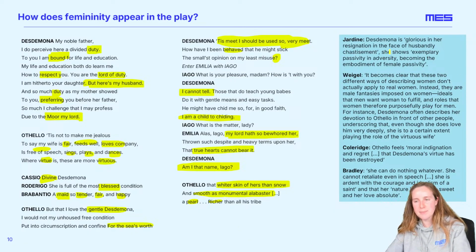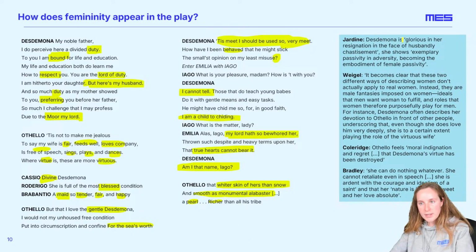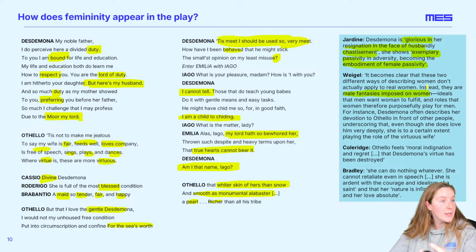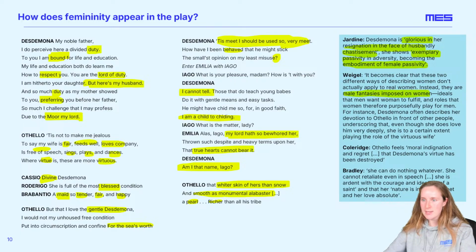Jardine, in a quotation we've seen in a previous lesson, says, Desdemona is glorious in her resignation in the face of husbandly chastisement, and she shows exemplary passivity in adversity, becoming the embodiment of female passivity. So she is so passive in contrast to Othello. She hardly defends herself here. She seems confused as to anything, but she resigns herself that he's right. Weigel says it becomes clear that these two different ways of describing women don't actually apply to real women. They are male fantasies imposed on women. There we get the idealization and the idolization.